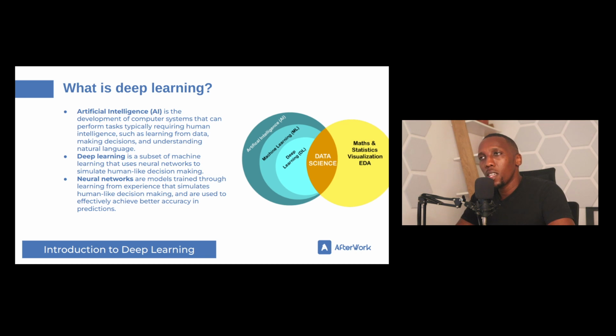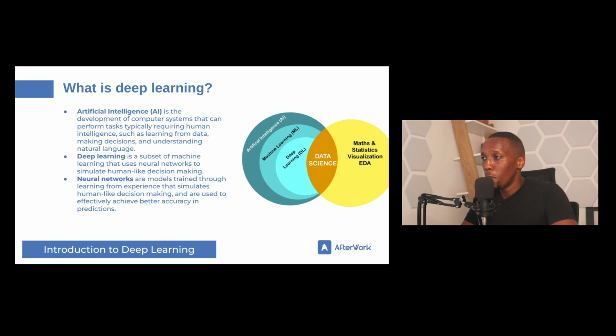In such a situation, we can decide to use advanced machine learning algorithms to be able to create far more accurate machine learning models. And that's where deep learning comes in. It uses what are called neural networks to simulate human-like decision making, and to be able to make those predictions that are far more accurate. So generally, deep learning is a subset of machine learning that uses those neural networks.